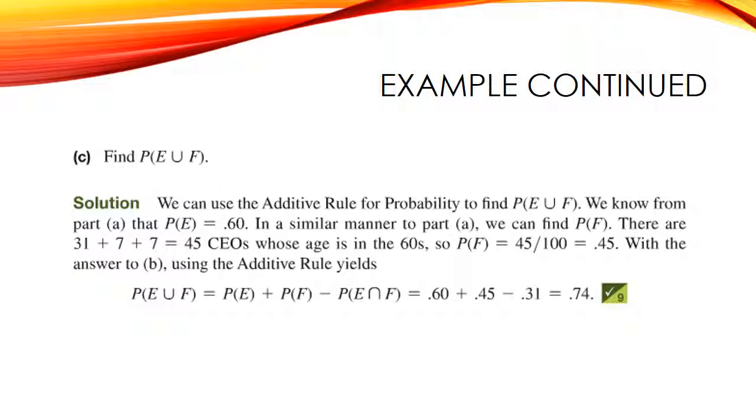So we're going to use the additive rule. We know that the probability of E is 0.6. We can find the probability of F. There were 45, so that's 0.45 CEOs who were in their 60s. And we're going to add those together, but we're also going to subtract the intersection, because remember, this is the group that, if you just add those two things together, gets counted twice. So we do need to subtract the intersection, and that gives us a result of 0.74.